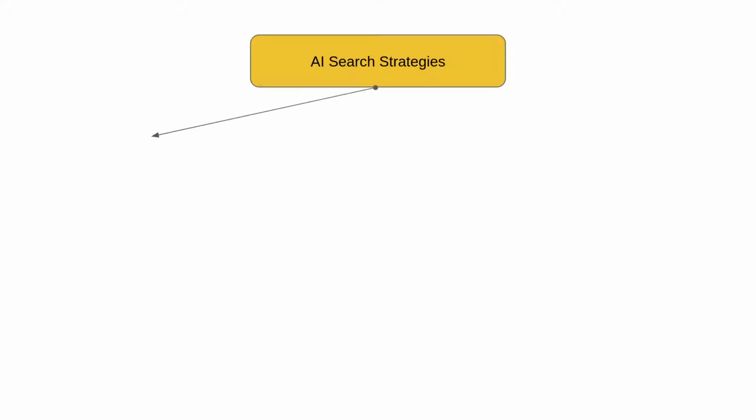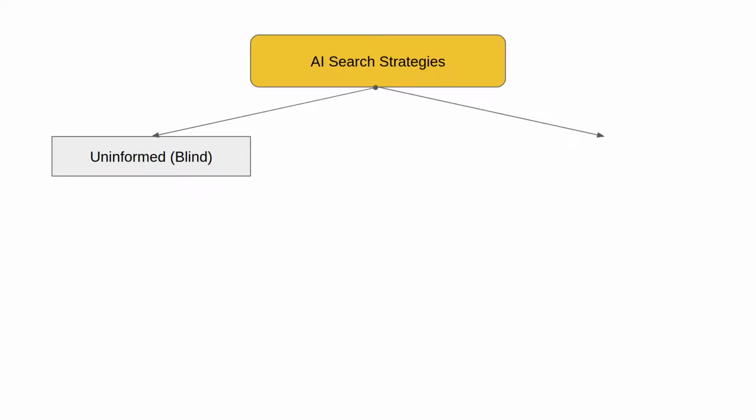Breadth first search is a search algorithm which is used to search or traverse the graph. It is a very common algorithm. It is also part of AI search strategy and it falls under the uninformed or blind search.